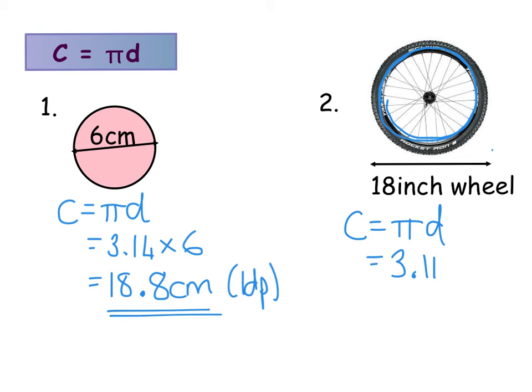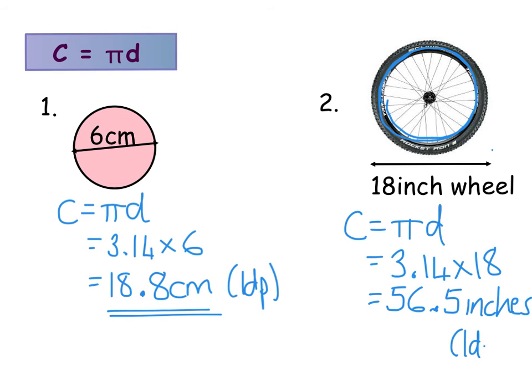Change pi to 3.14 and change the diameter to 18. Type that into your calculator and it gives you 56.52. That 2 is not going to do anything in rounding, so it stays as 56.5. Now this time it would be inches, so we'll just write inches for our units, and that is to 1 decimal place.